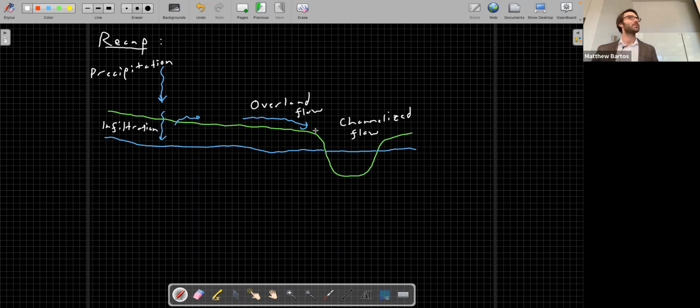Did anyone who took hydrology talk about unit hydrographs? Okay, you talked about unit hydrographs in hydrology? Okay, cool. So we're going to be talking a bit about unit hydrographs in this class and how we can use them to understand the time dynamics of this overland flow, how much water is arriving at the channel at any point in time.